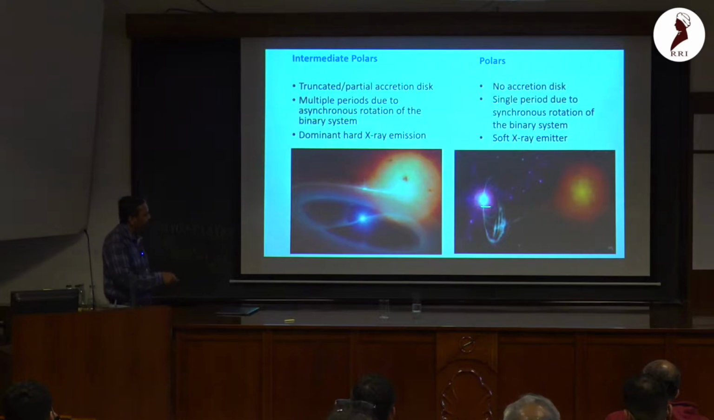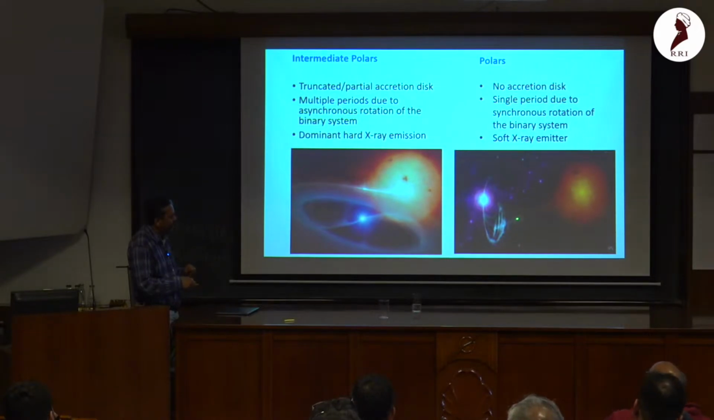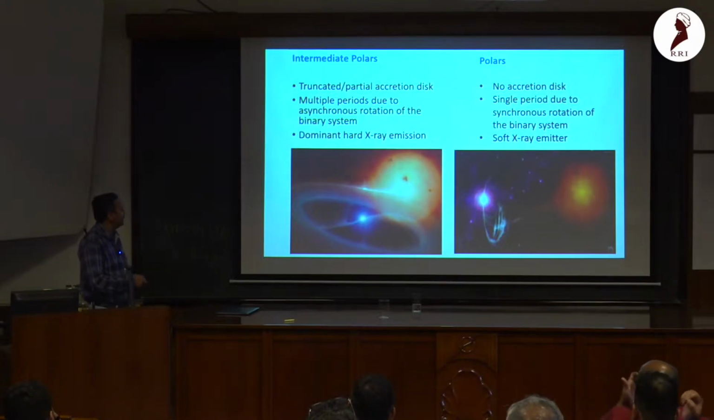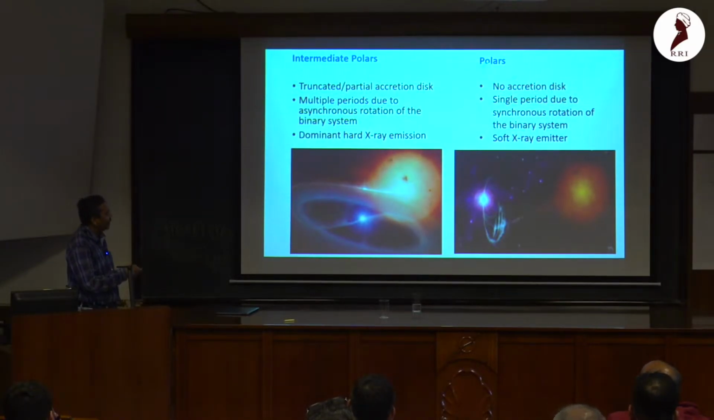Whereas polars are relatively clean systems, where you don't have accretion streams, so they directly follow the magnetic field lines. The consequence of this is that, as I told you, you will see some signature of an accretion disk here, unlike polars where there is no accretion disk.